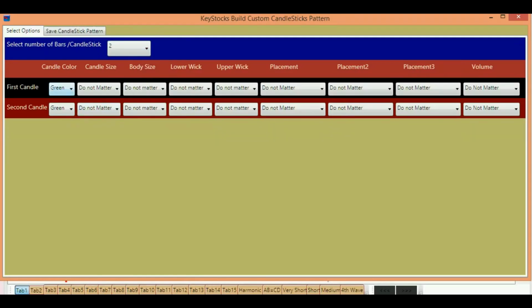First option is candle color. In this option we can select whether a particular candle is green or red. Green stands for bullish and red for bearish. If candle color is not important, then we can choose the do not matter option.